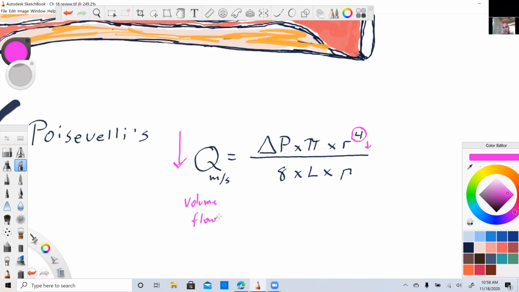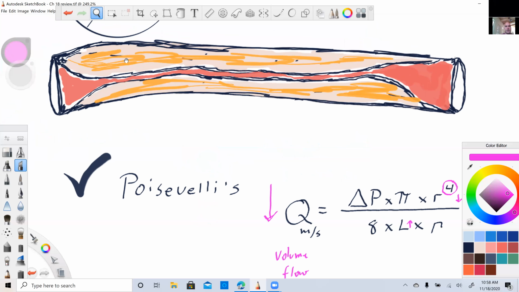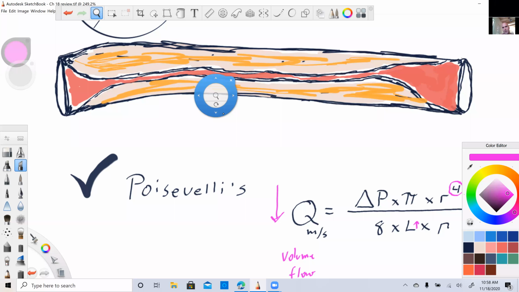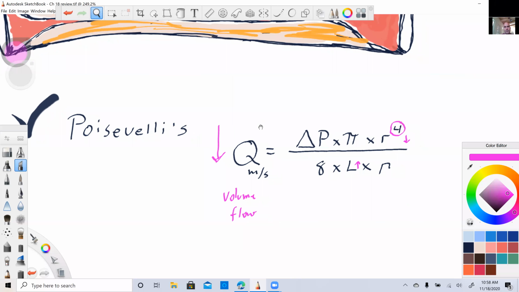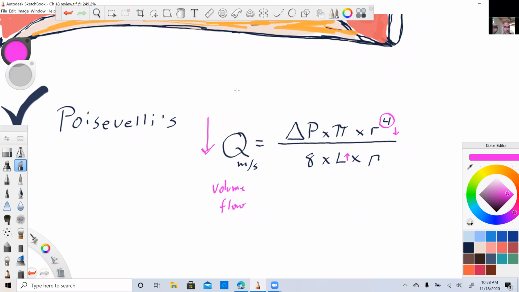Other ways to further decrease volume flow: well, the length will go up with length. In other words, in this case, the length of this long stenosis is going to cause even less volume flow. Not to as great an extent, but still less.